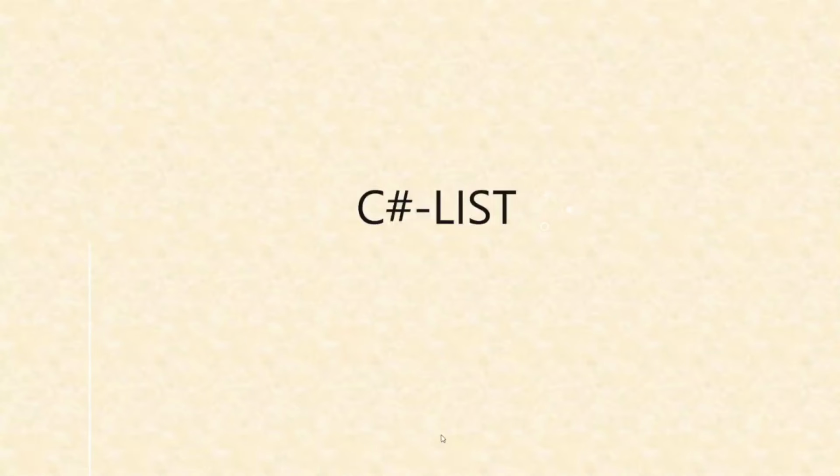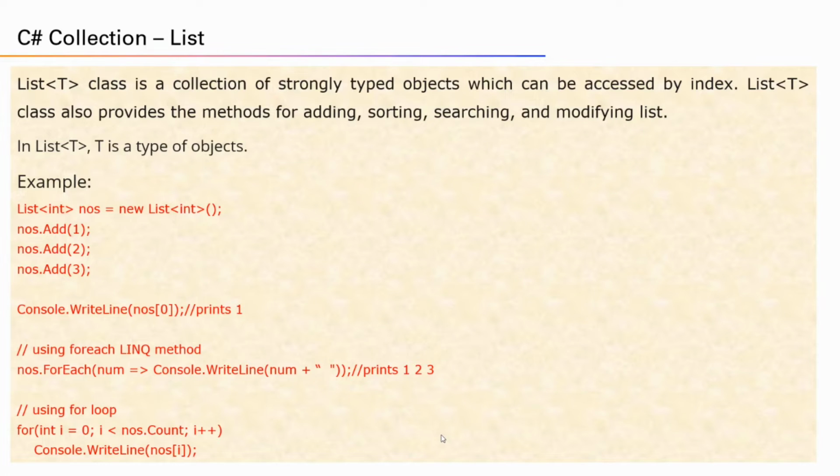Hi all, let's see list in C#. List is a collection of strongly typed objects which can be accessed by its index. That is, it's a generic collection. In List<T>, T is a type of object. You have to specify which type the list object belongs to.